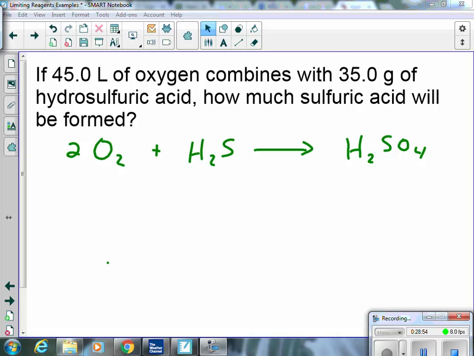Okay, there's some folks that are having trouble where to start. I've got my balanced chemical equation. What I need to do is determine what is limiting this particular reaction. So how am I going to start this? Who can help me? Who can tell me my first step? Garrett, what's the first step you would do?